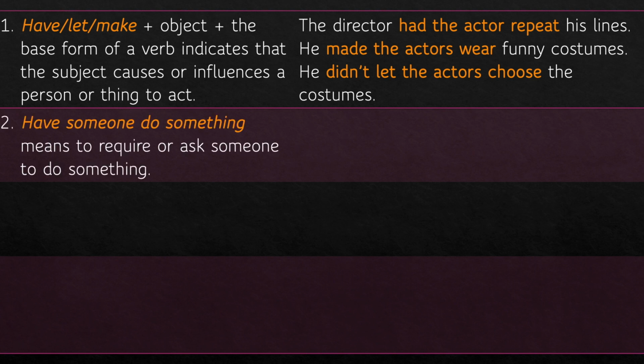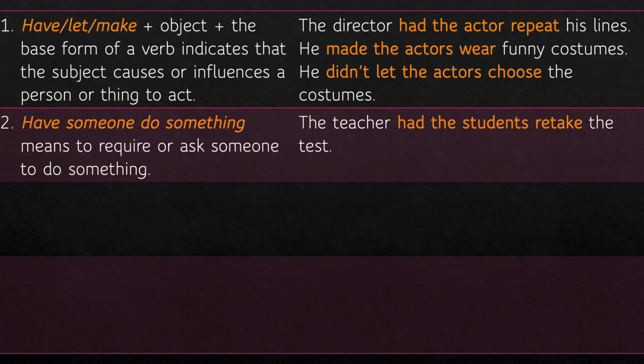Okay, rule number 2. If you have someone do something, it means you require someone to do something, or you just ask them to. Here's some examples. First, the teacher had the students retake the test. I'm going to guess that the students didn't have a choice here, that it's required. If the teacher gave them the option to retake the test, we'd say that. We wouldn't say the teacher had them retake it.